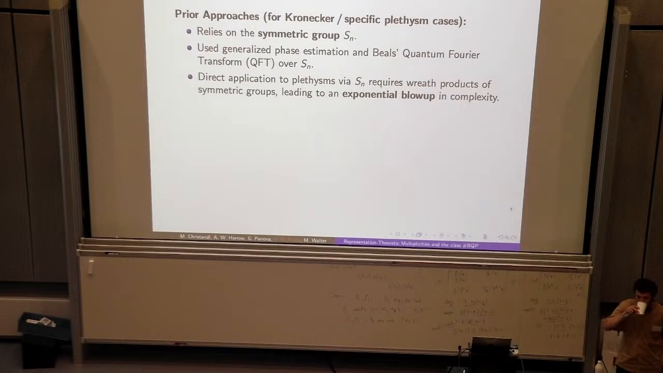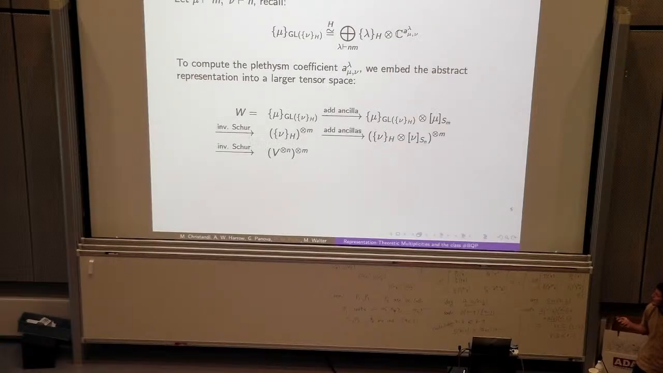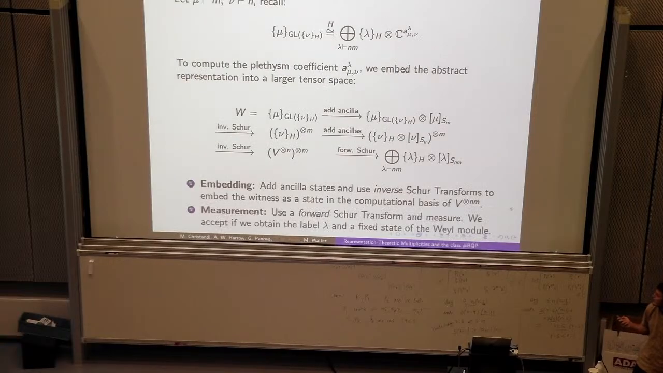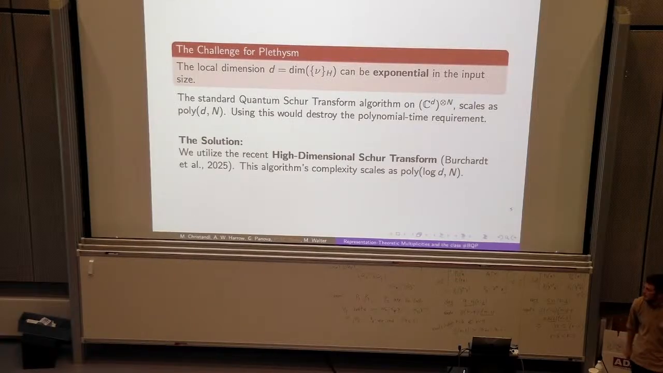I have a question about what you told us on, I think, almost the last slide, where you said it's now important to have an improved quantum Schur transform, the one from Burchard. Can you say something about this, just to have a rough idea what's behind this? Yes.